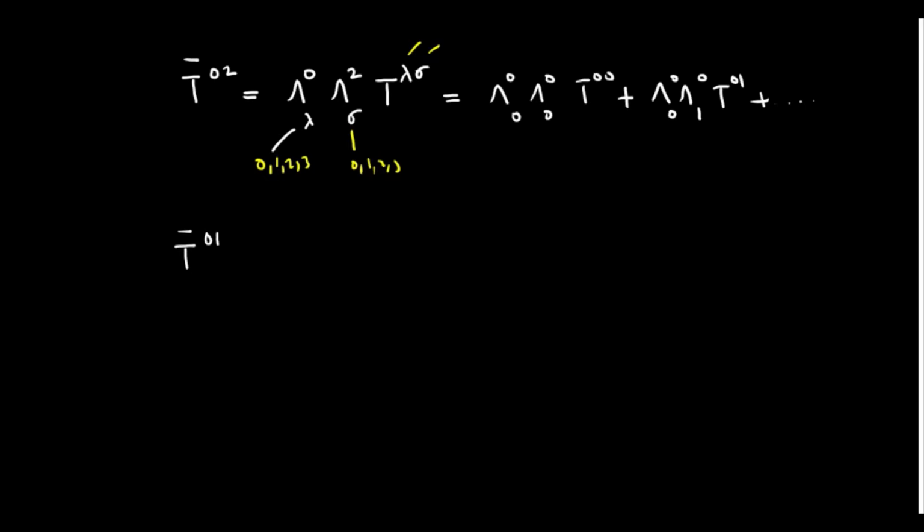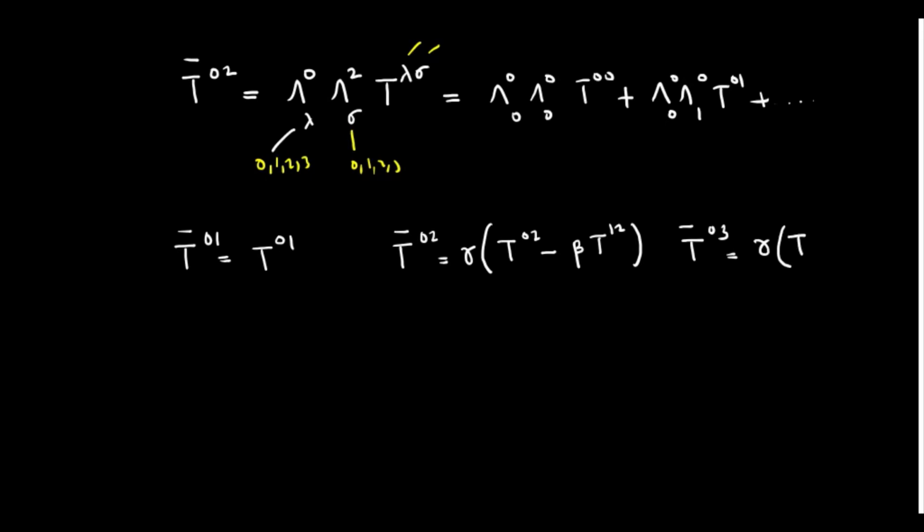T01 bar, which is equal to T01. Okay, then you have T02 bar, which is equal to gamma into T02 minus beta T12. Okay, then T03 bar, which is equal to gamma into T03 plus beta T31.